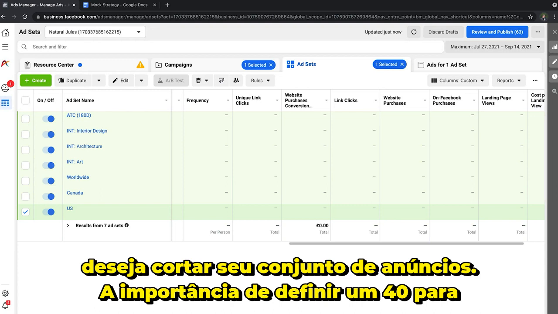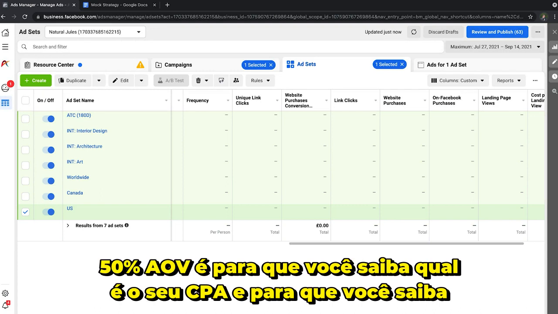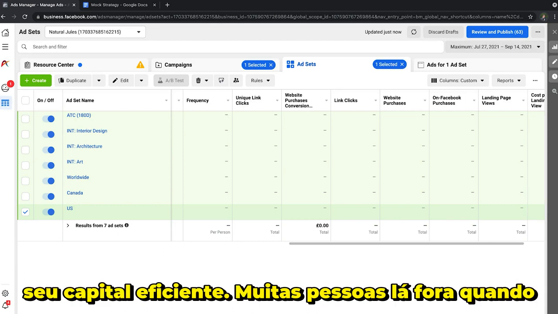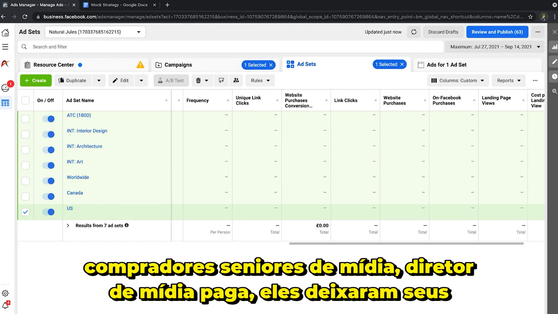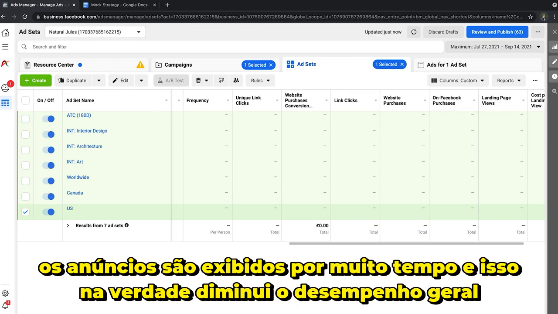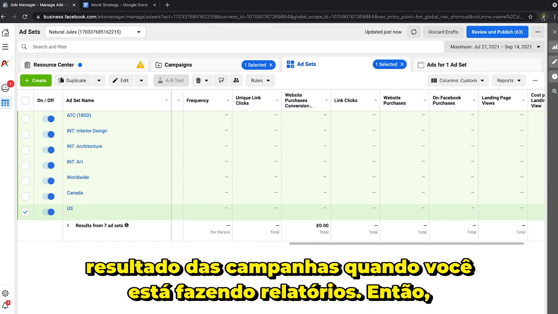The importance of setting a 40 to 50% AOV is so you know what your CPA is and so you know you're capital efficient. A lot of people out there, when it comes to agency owners or media buyers, senior media buyers, director of paid media, they let their ads run way too long, and that actually decreases the overall result of the campaigns when you're doing reportings.